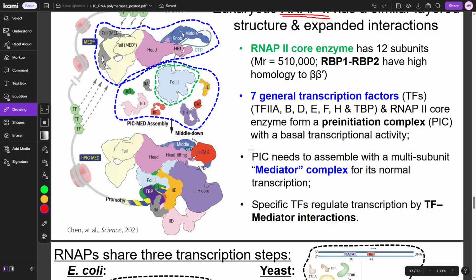This PIC needs to complex with a multi-subunit mediator complex for normal transcription. There's some basal rate of transcription if you have all 7 transcription factors. If you have only 4 of them, it's not going to be the basal rate. But if you want upregulated transcription, you need the mediator as well. And specific TFs regulate the transcription factor-mediator interaction.